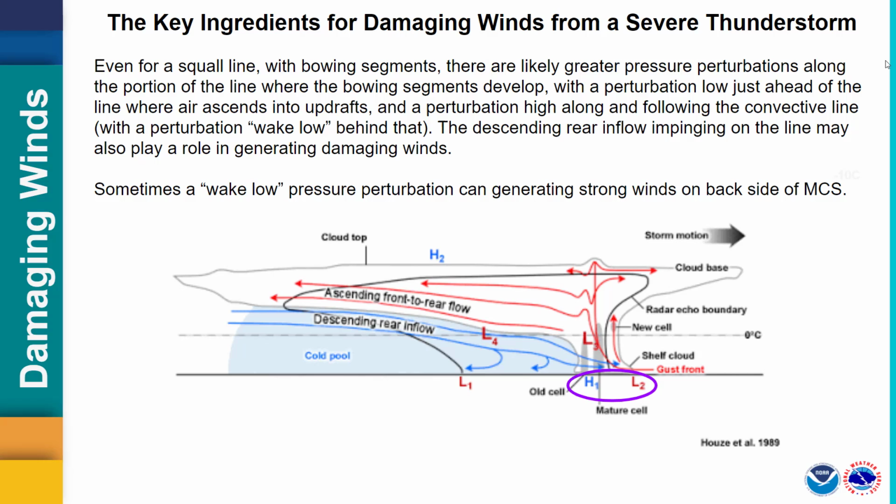Even for a squall line with bowing segments, there are likely greater pressure perturbations along the portion of the line where the bowing segments develop, with a perturbation low just ahead of the line where air ascends into the updrafts, and a perturbation high along and following the convective line. You could even have a perturbation wake low behind that. The descending rear inflow impinging on the line may also play a role in generating these pressure perturbations and thus damaging winds. Sometimes the wake low pressure perturbation can be strong enough to generate strong winds on the backside of an MCS.